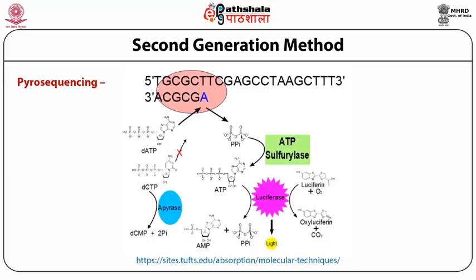The first second generation sequencing method is pyrosequencing. Pyrosequencing is based on the idea of sequencing by synthesis, same as that of Sanger's dideoxy chain termination method. So what happens here is, when DNA is synthesized, pyrophosphates are released. These pyrophosphates can be used as substrate for ATP synthesis by using the enzyme ATP sulfurylase. This ATP is then used by the luciferase enzyme and will generate light.